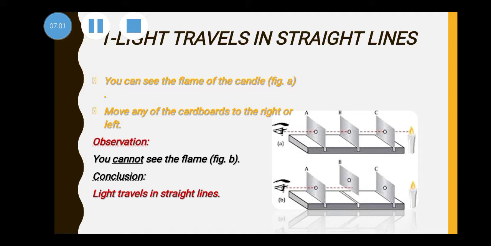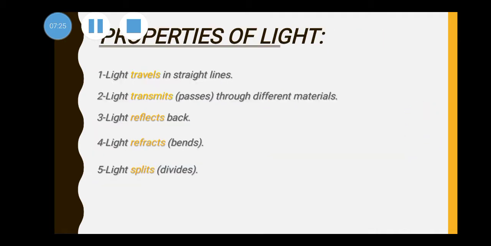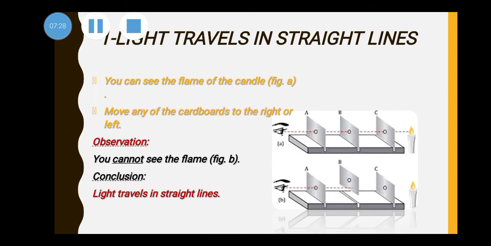Okay, here we have three cardboards, and in the center of each of them we will make a hole, all of the holes at the same level, or horizontally. Then from here we can try to see through the holes, trying to see the flame of the candle. In this case we will see the flame of the candle.